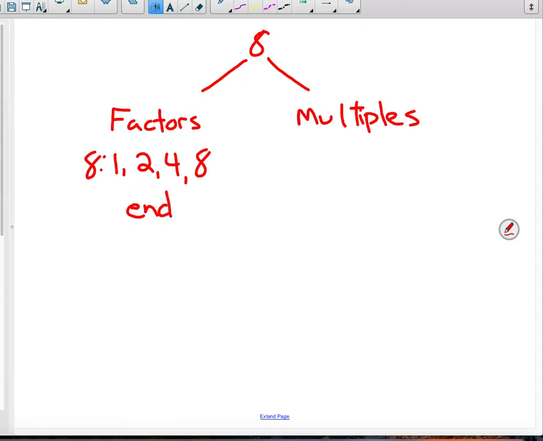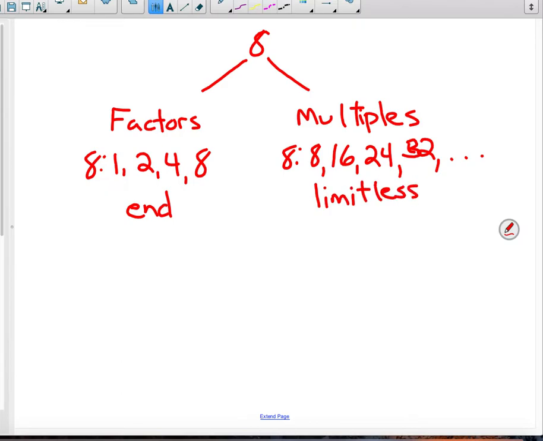Multiples, on the other hand: 8 times 1, we'd get 8. 2 times 8, we get 16. 3 times 8, we get 24. 4 times 8, we get 32. And it goes on and on forever. So these are limitless. They go on forever. That's the difference between multiples and factors.